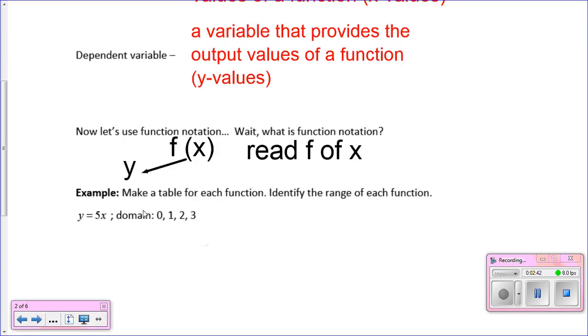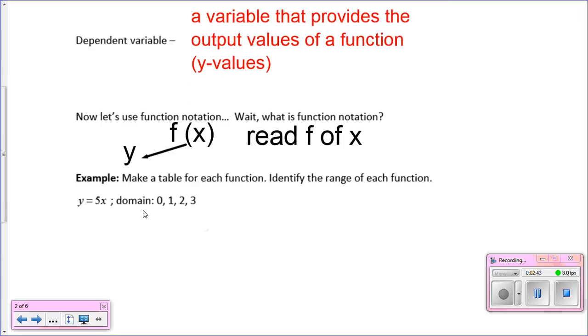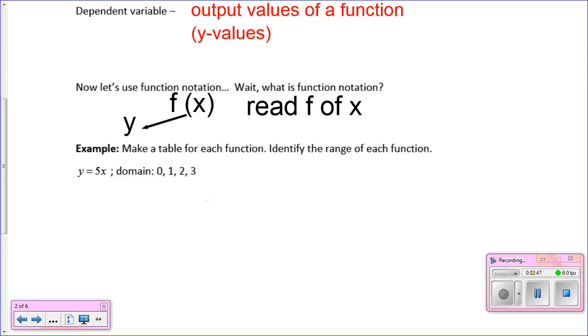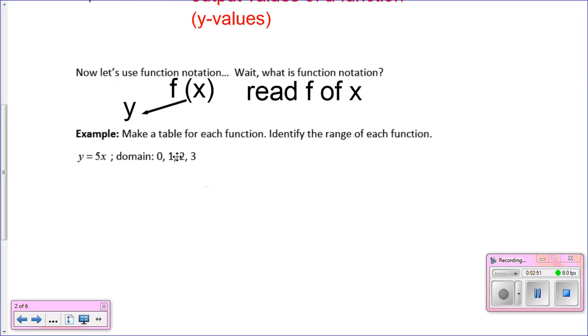So let's look at an example. Make a table for each function. Identify the range of each function. Okay, so here's what they gave us. They gave us the equation and they gave us the domain. So hopefully you remember the domain is your x values. Okay? So we're going to go ahead and make a table.